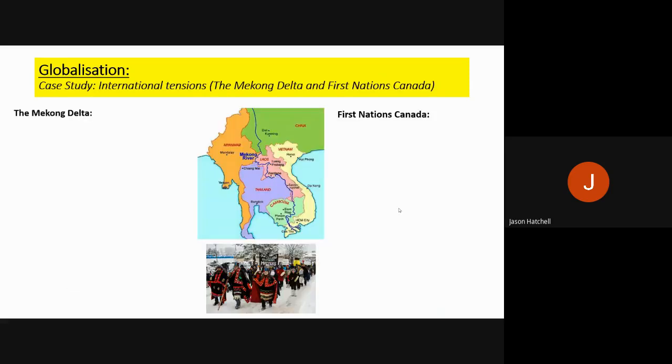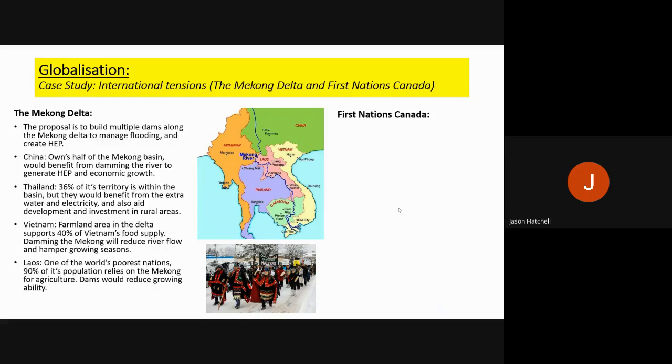Now, one of the other major case studies in this topic was international tensions, and we had 2 examples here. We had the Mekong Delta in Asia, and we also have the First Nations of Canada. So the Mekong Delta then was a proposed building of dams along the Mekong Delta to manage flooding and create hydroelectric power. Now, there are a number of nations involved in this, including China, Thailand, Vietnam, and Laos.